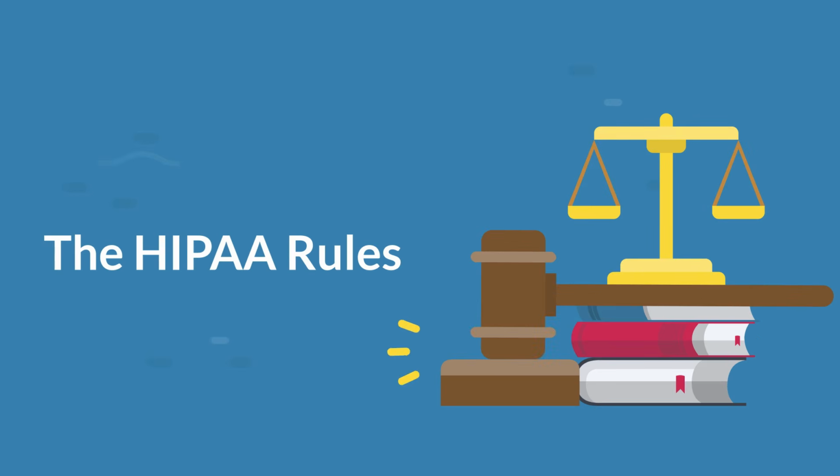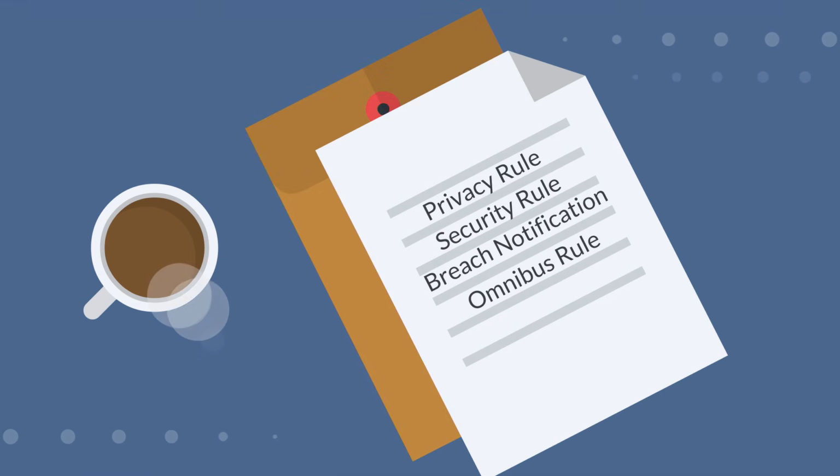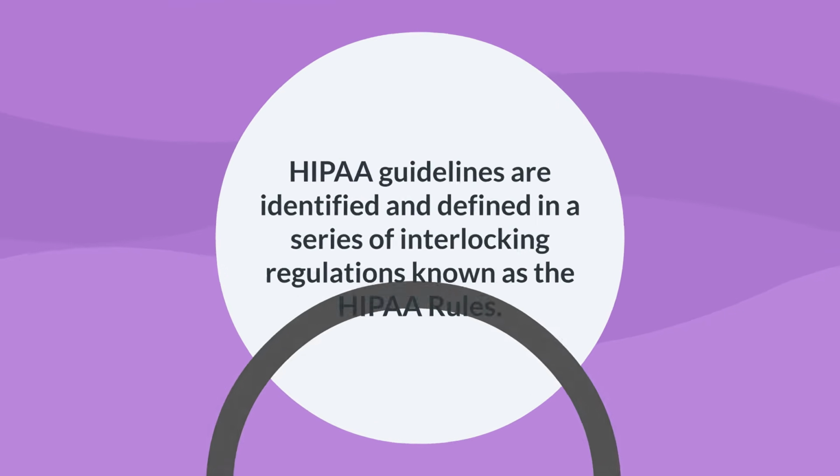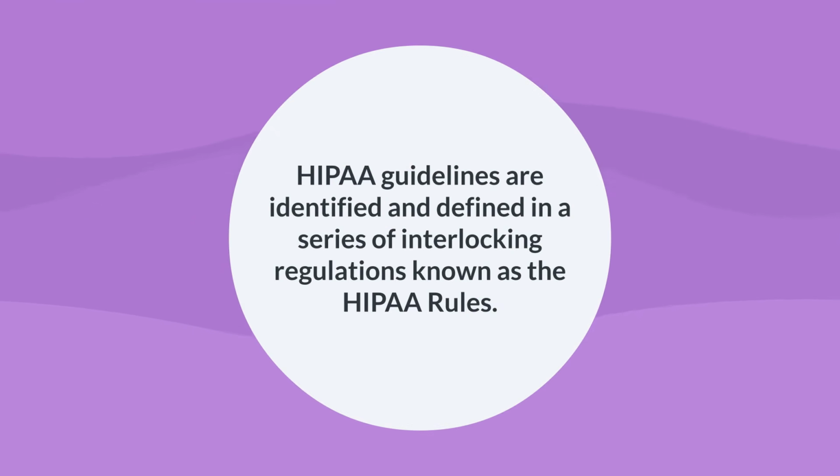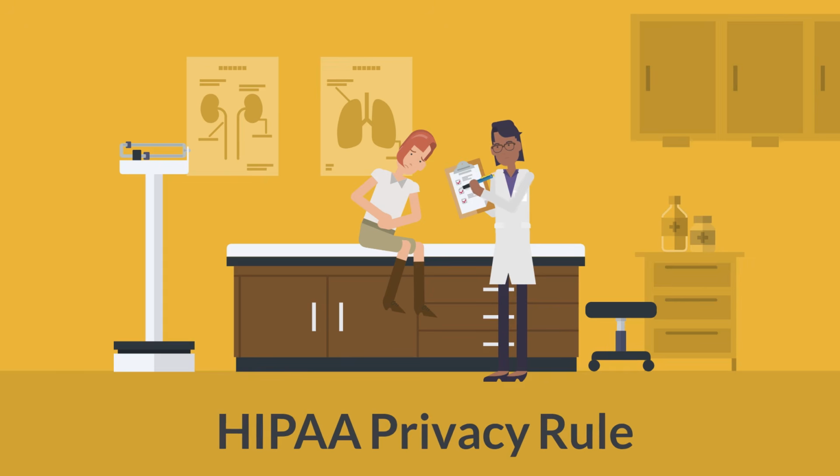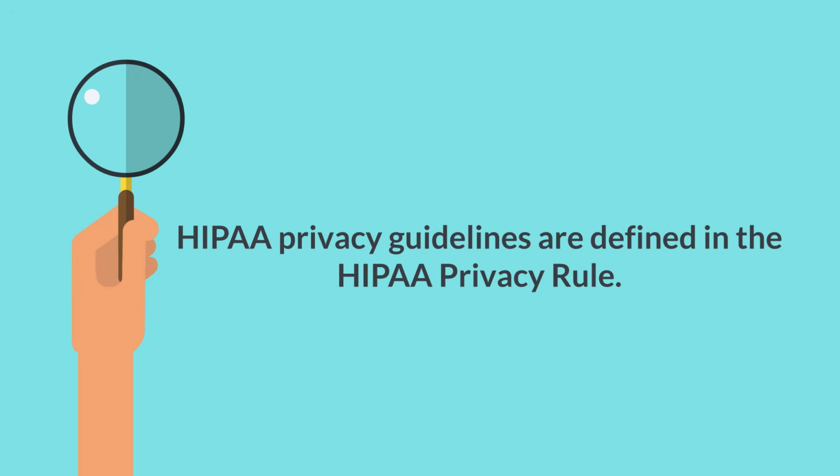In this video, we will discuss the HIPAA rules: the privacy rule, the security rule, the breach notification rule, and the omnibus rule. HIPAA guidelines are identified and defined in a series of interlocking regulations known as the HIPAA rules. One of these rules is known as the HIPAA privacy rule. HIPAA privacy guidelines are defined in the HIPAA privacy rule.